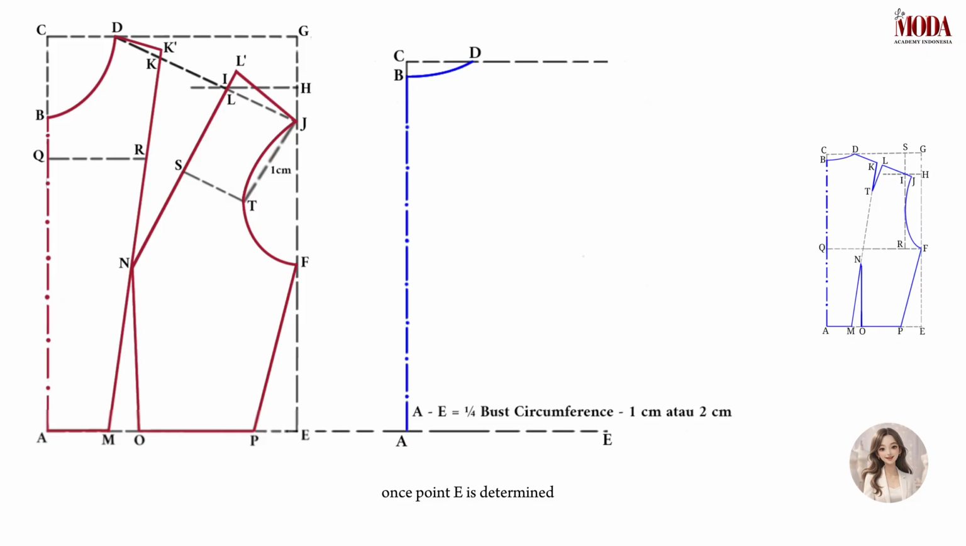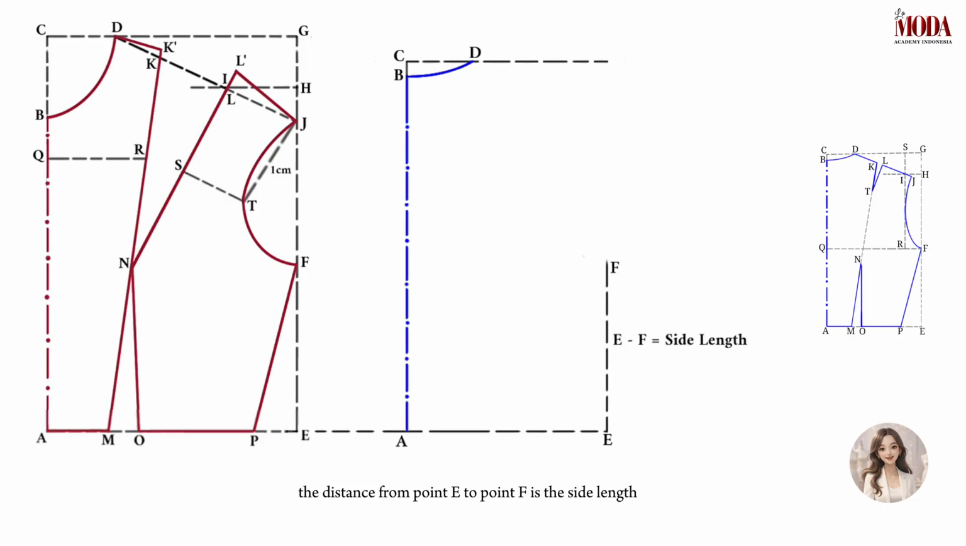Once point E is determined, we locate point F. The distance from point E to point F is the side length. Measure upward from point E according to the side length measurement, and this becomes the position of point F. Next, we construct the frame for the back pattern. To find point G, the distance from point C to point G is equal to the distance from point A to point E. Simply copy the AE length upward to determine the position of point G. Once point G is located, connect point G to point E using a dashed guideline.